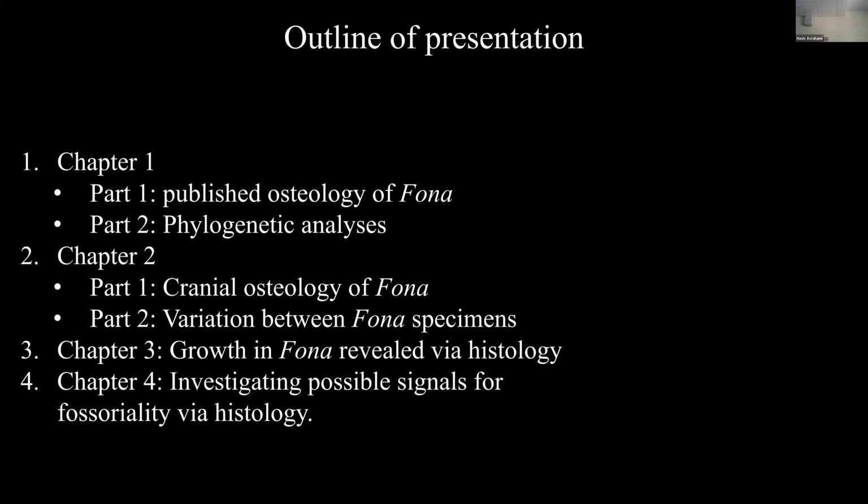Part 2 is going to focus on how we build evolutionary relationships, specifically how we did it for this group of dinosaurs. Chapter 2 is going to focus on the detailed cranial osteology, where I'm going to show some of the methods that I used to accomplish this part of the chapter. And then part 2 of that is going to focus on the variation that we observe between multiple individuals. Chapter 3 is going to focus on assessing the growth of these animals revealed via histology. And then chapter 4 is going to be a short foray into our investigations of possible signals about fossoriality, otherwise known as burrowing behavior. So let's jump right in.